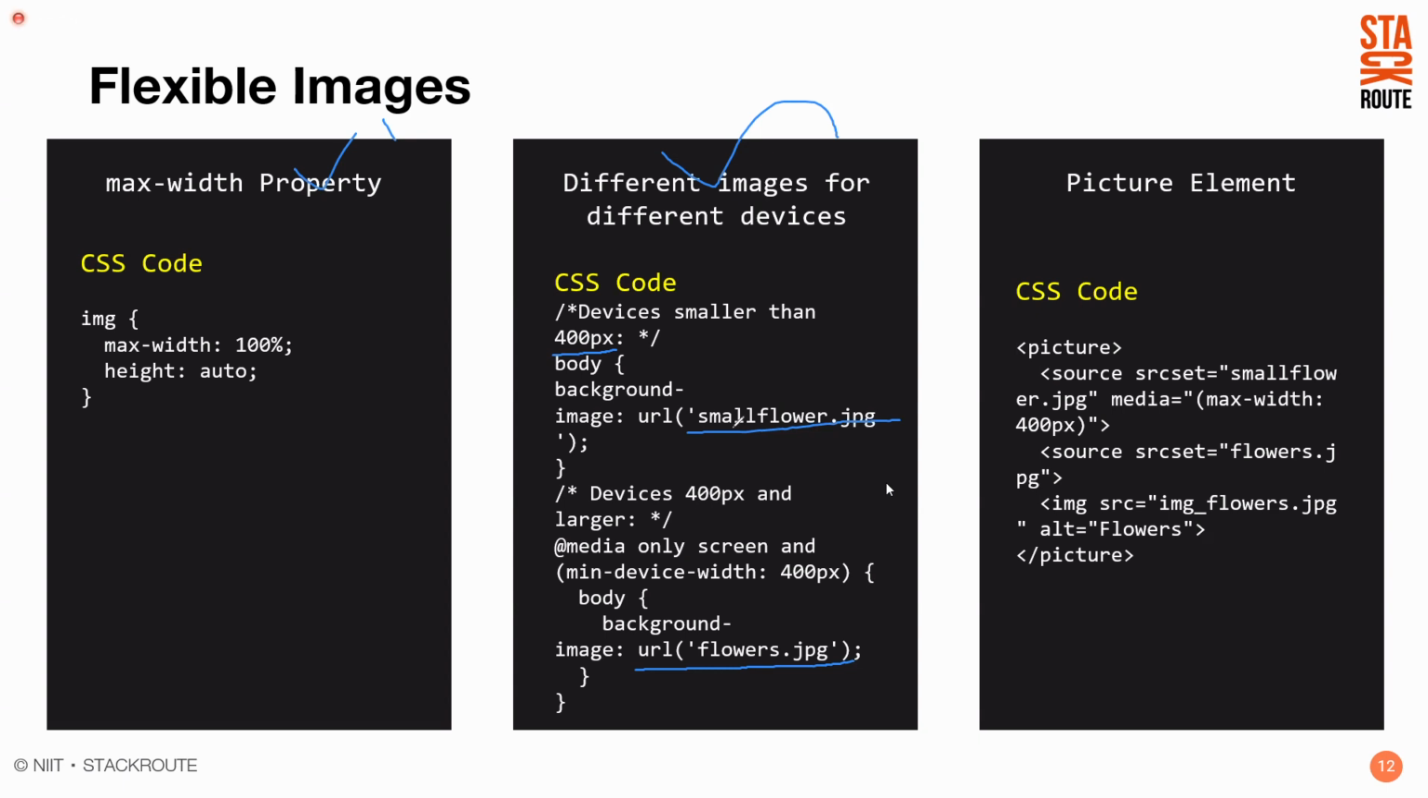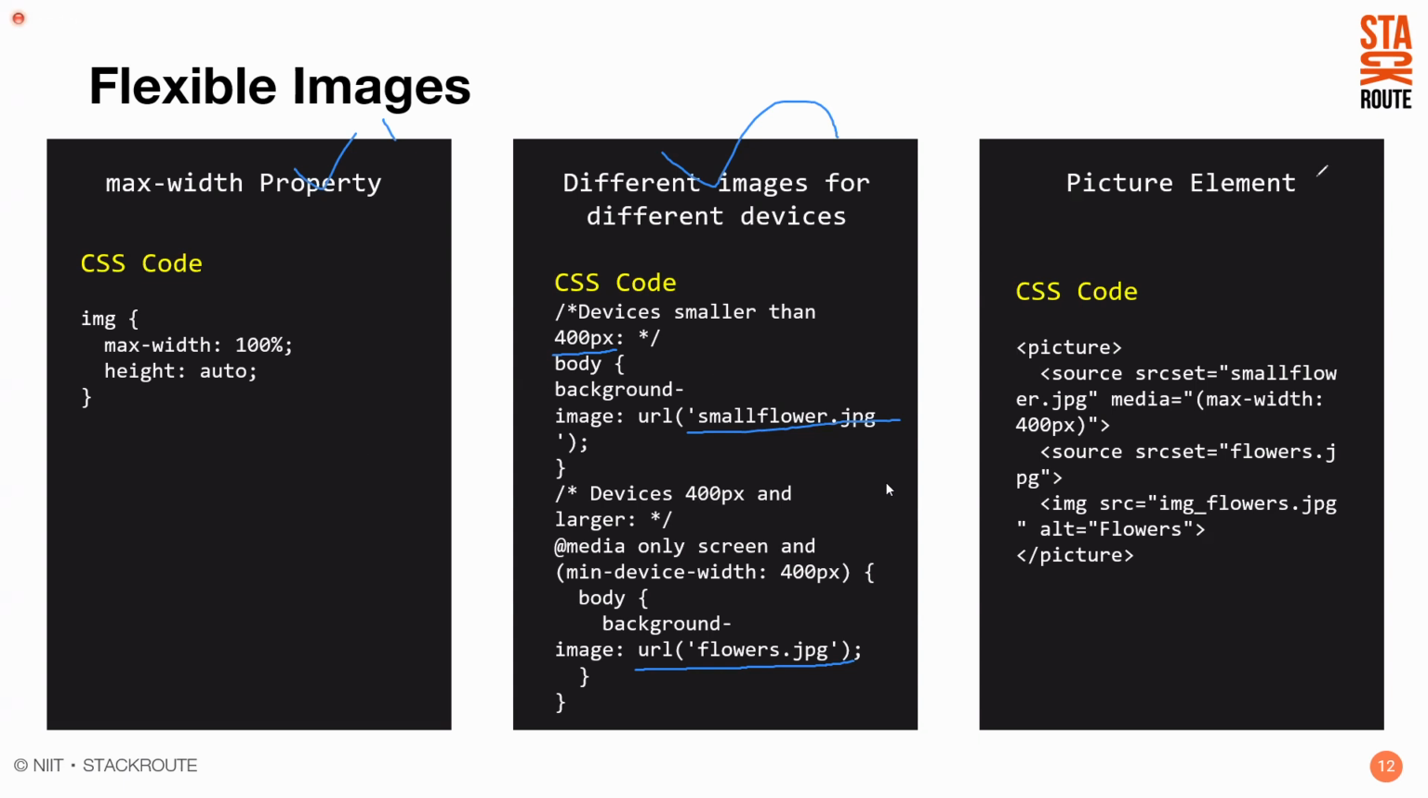So let's assume for a big screen, you can have one larger image. For a small screen, you can have one small image. By using the media query min-device-width, you can check the device width and apply that larger image, so that the image will not change whenever you are resizing the browser window.